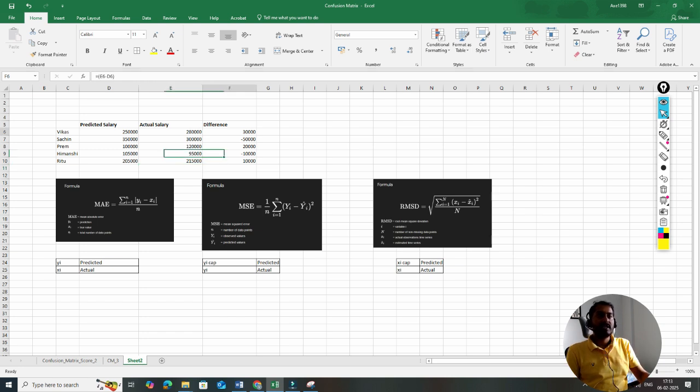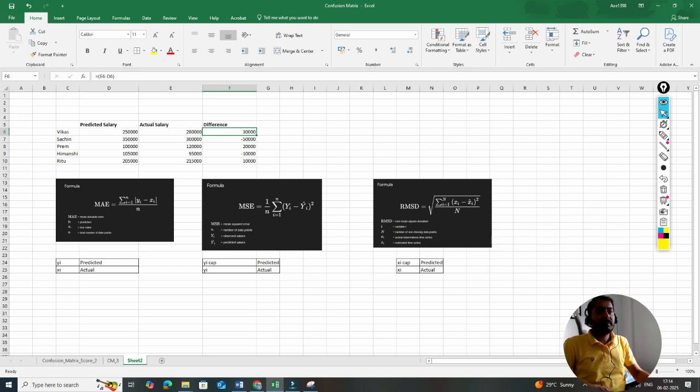If you see here, it shows 30,000 of difference, but for Sachin it shows minus 50,000 of difference. So this minus 50,000 means the predicted salary was a little high, but the actual salary was a little low. But this is the difference.